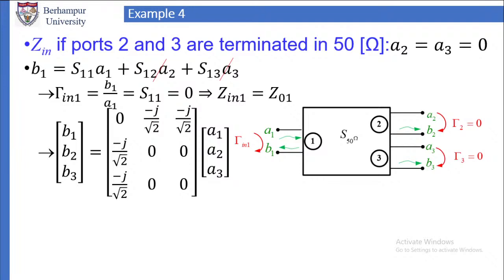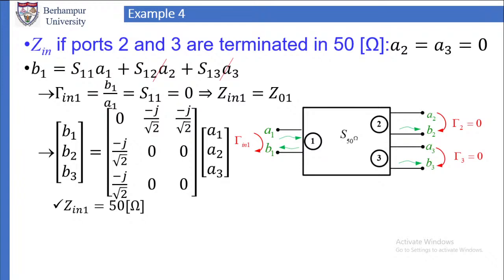Okay. Now using this we can write for the S matrix and A, B, C parameters, B1, B2, B3 is equal to the S matrix into A1, A2, A3. The S matrix I have told you is given. So if Z in is equal to Z01, S11 is equal to 0, reflection coefficient is equal to 0, then there is no reflection, which means perfect matching. Perfect matching means impedance is perfectly matched, which is 50 ohm. So that gives you Z in is equal to 50 ohm.